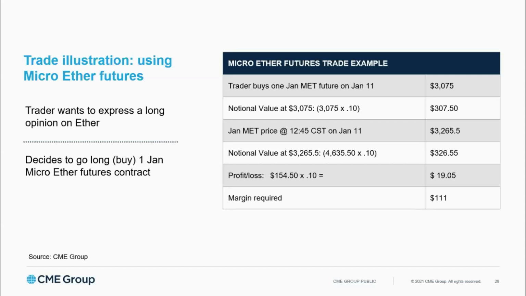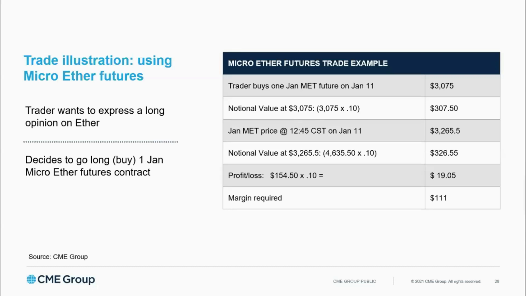Around 12:45, Ether is trading at 3,265 and a half. So the notional on that is $326.55. So that's a price appreciation of almost $200, $190 right there. So the profit on that price appreciation is $19.05. The margin required to put that position on from an exchange standpoint is $111. So you put on $111, you have a position for 4 hours, you made 19 bucks here.